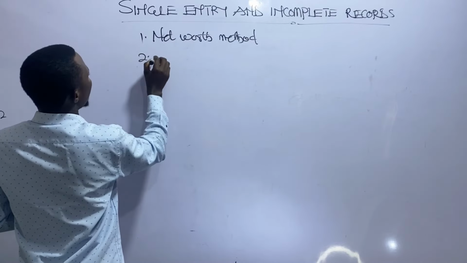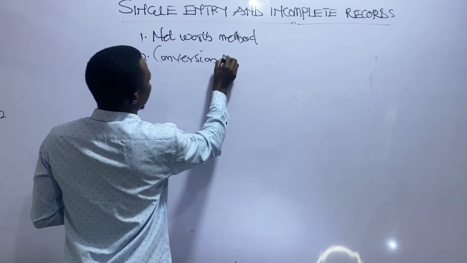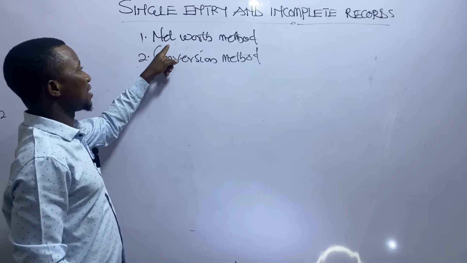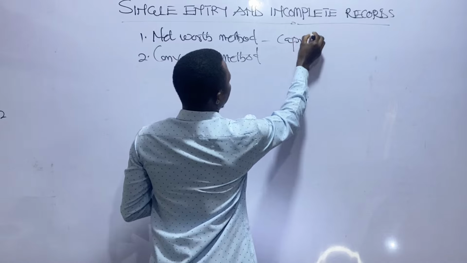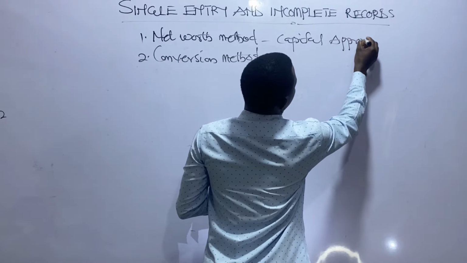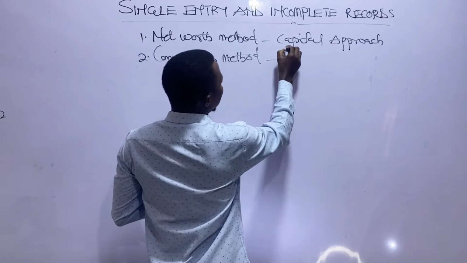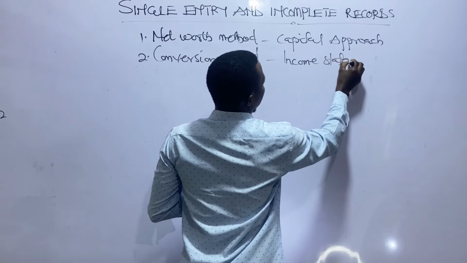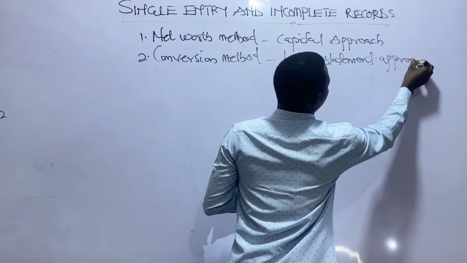Then two, we have the conversion method. As the name suggests, the net worth method, I call this the capital approach. I'll explain to you the reason why this is called the capital approach. Then the conversion method is called the income statement approach. The income statement approach.